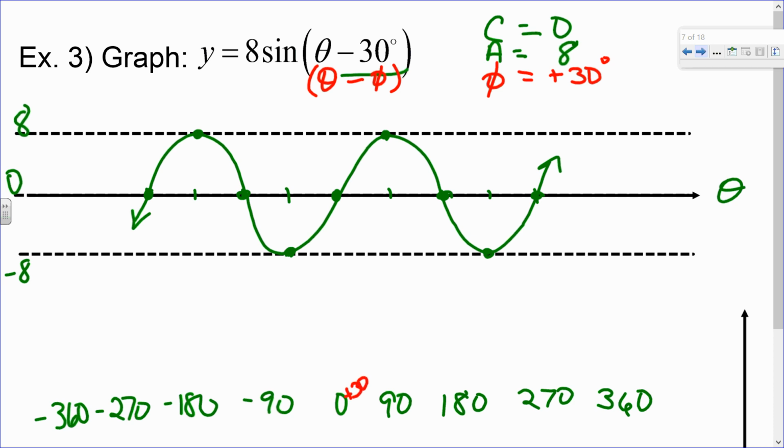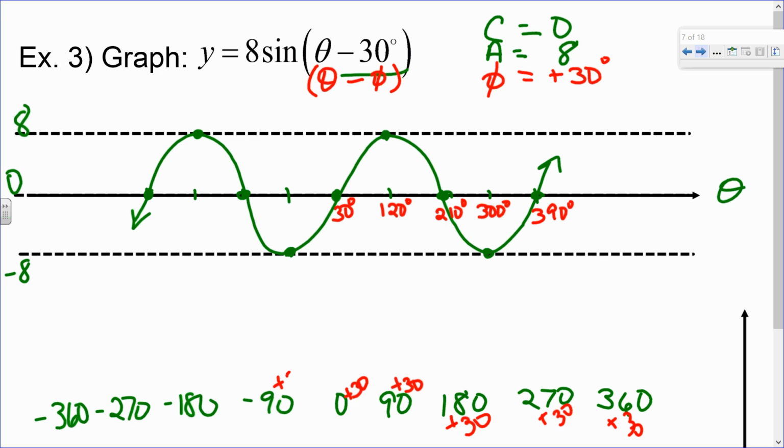I'm going to do 0 plus 30, so this point is now really 30 degrees. I'm going to do 90 plus 30, so this one is really 120 degrees. 180 plus 30, and I have 210 degrees. I could keep doing the plus 30s, but I'm also noticing these are all 90 apart. So I'm going to have 300, and I'm going to have 390, which is what I'd get if I'd done the plus 30s here also.